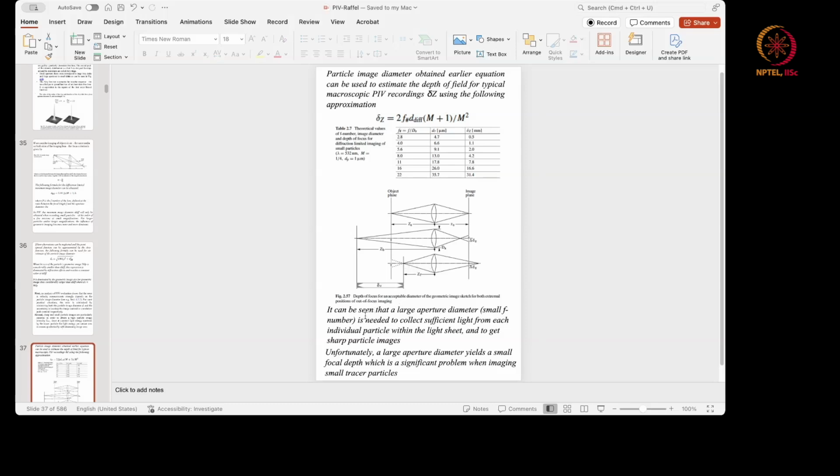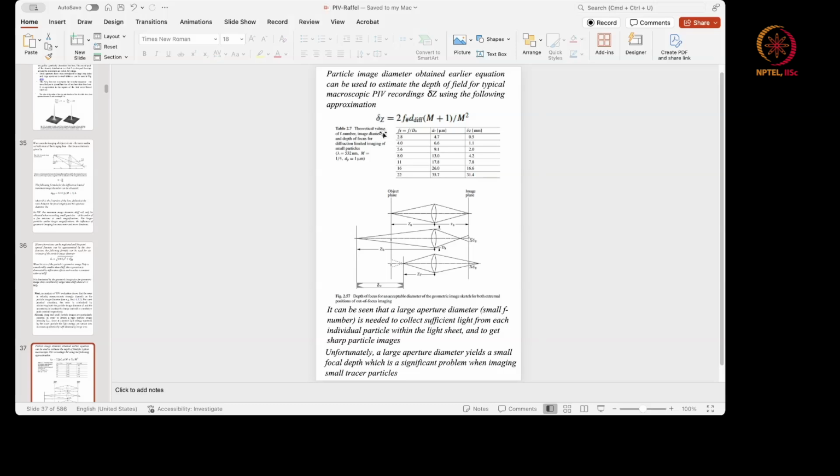You can see that a large aperture, that is a small f number, is needed to collect sufficient light from each individual particle within the light sheet and to get those sharp images. Unfortunately, a large aperture also leads to a small depth of field, because it is a small f number. A large aperture leads to a small focal depth. This we have already seen in our previous lectures.